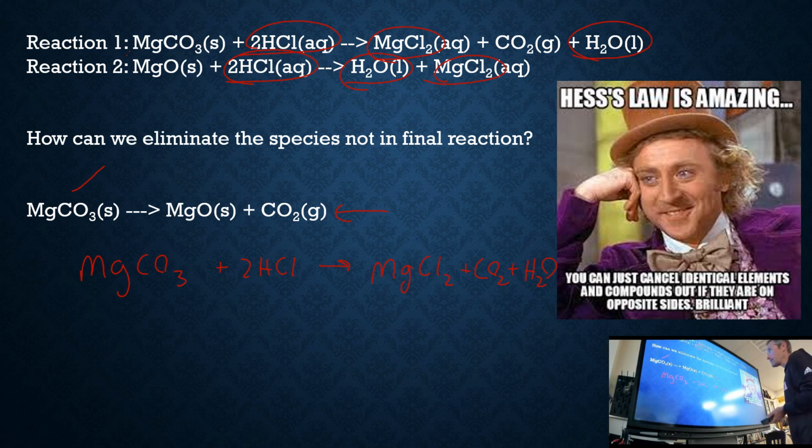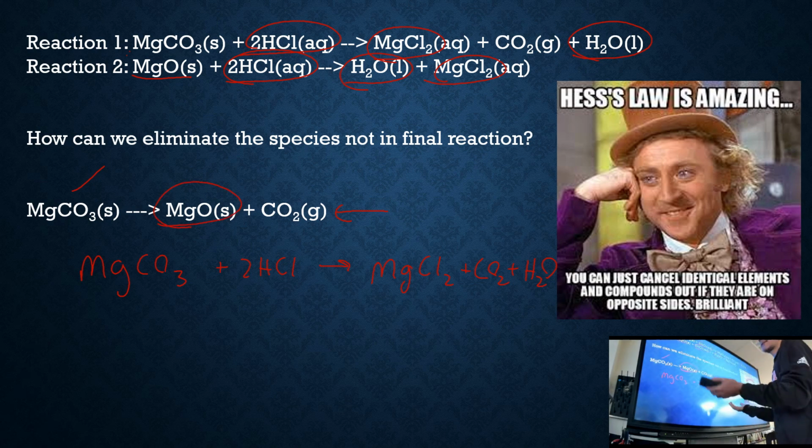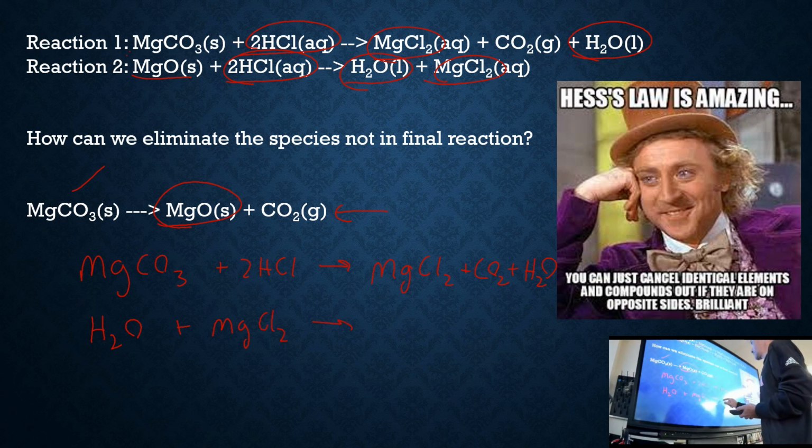Okay? Now we look at the second reaction, MgO, that is a reactant there, but in the final reaction it's a product. So that means it has to get flipped. So everything that's a reactant will become a product, and everything a product will become a reactant. So we have H2O plus MgCl2, and we make MgO plus 2HCl. Right? So all we did is took reaction 2 and we flipped it.